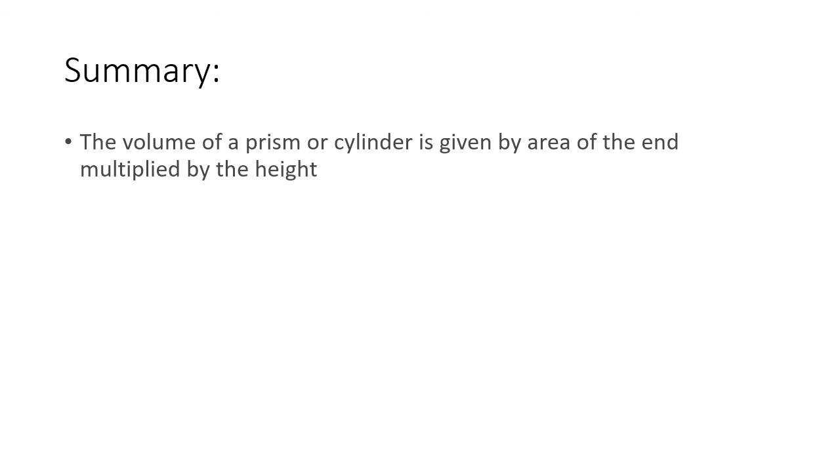Alright, summary. All we've got to remember here is that the volume of a prism or cylinder is given by the area of the end multiplied by the height, and so as long as you've got the area formulae handy, you can work out the volume of any right prism or cylinder, or any shape that has sides that are perpendicular to the base, as long as you're given the area of that shape.